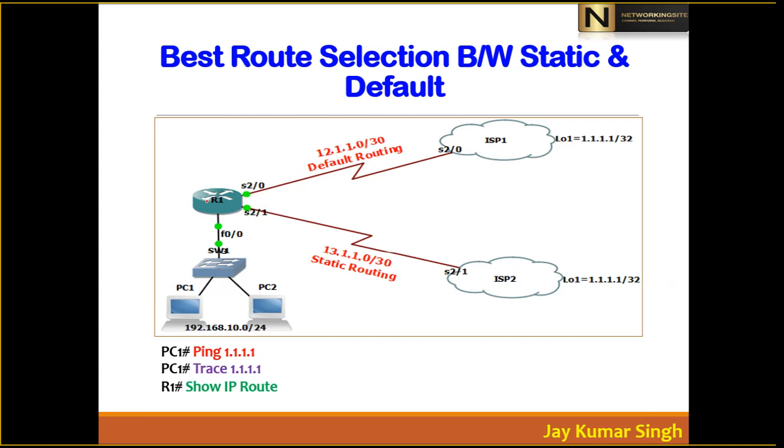Now see, if your router 1 wants to communicate to this internet address, and your router 1 is connected to ISP1 via default routing, and ISP2 via static routing, suppose this is your organization router. Which path will your organization router prefer, the default routing path or the static routing path?